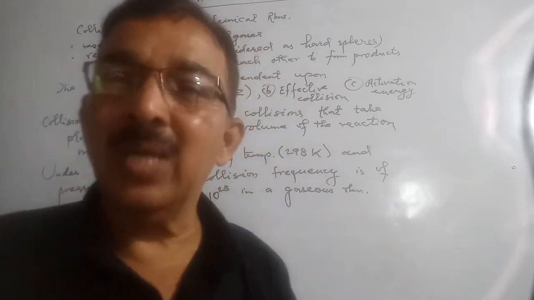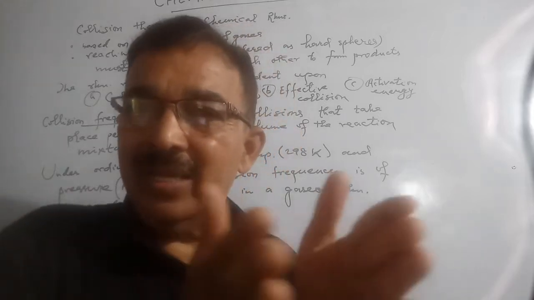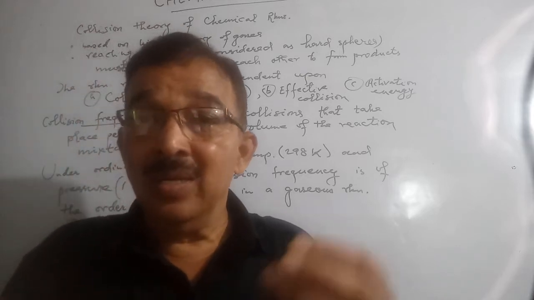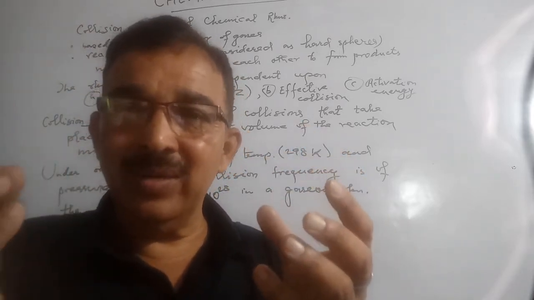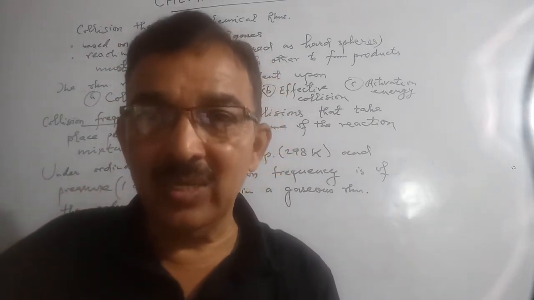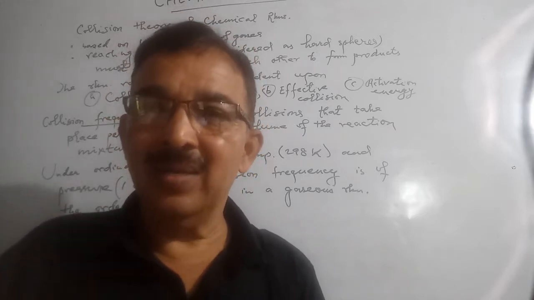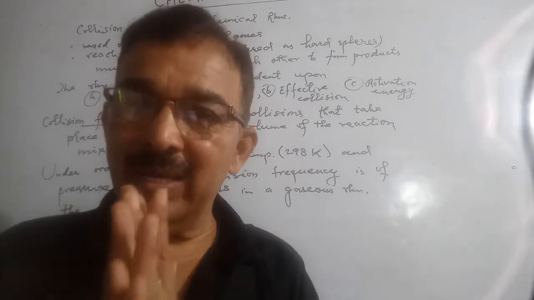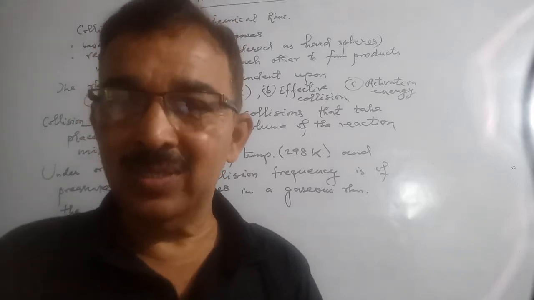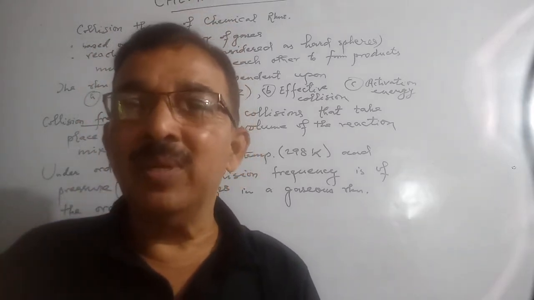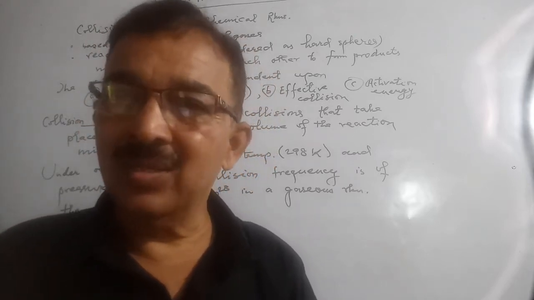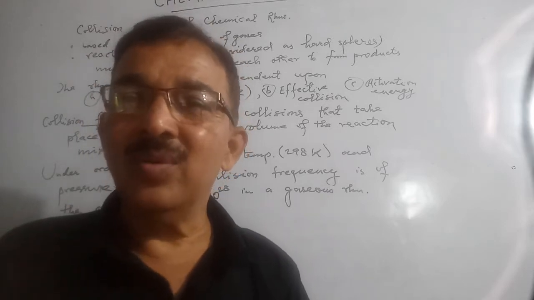Now, there are two types of collisions. One is called the effective collisions, the other one is called the ineffective collisions. When the collisions of the reacting molecules result in the formation of product or products, then the collision is called effective collision. And if the collision of the reacting molecules does not form the product or products, then such type of collisions is called ineffective collisions.